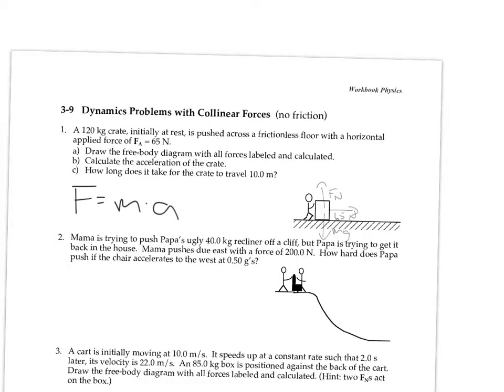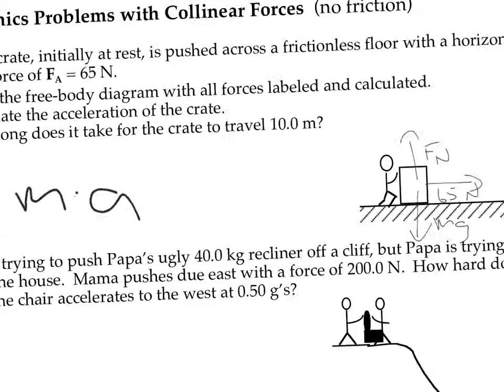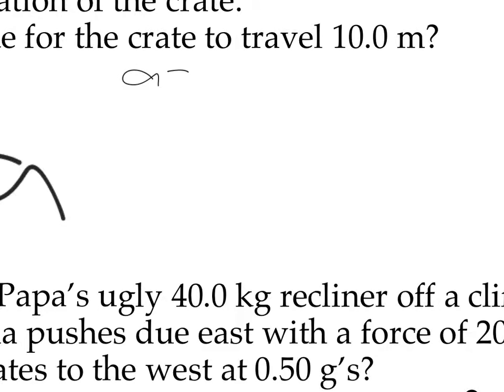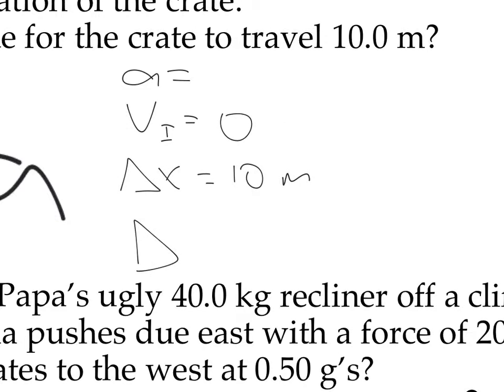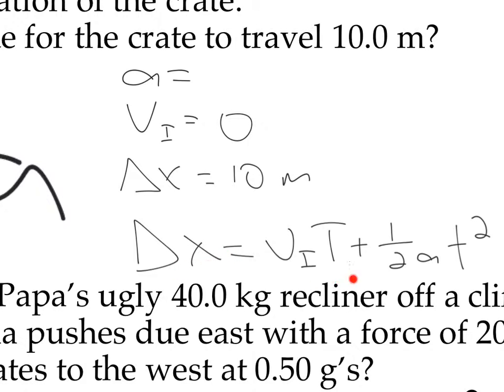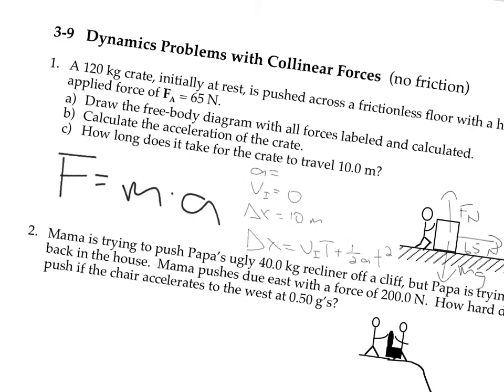And then how long does it take the crate to travel 10 meters? Well, once you have the acceleration, you'll also know the initial velocity of the crate is 0, and you know the distance is 10 meters. So you can tell them to use a kinematics equation, the equation delta x equals v_i t plus 1/2 a t squared. They've got delta x, v_i is 0, and then they can solve for t. And that's how you do problem 1.